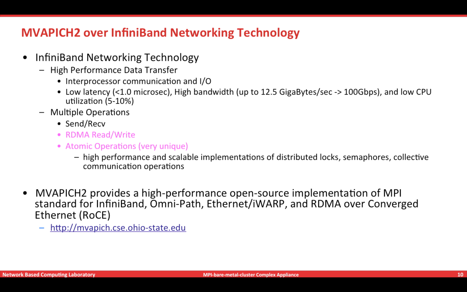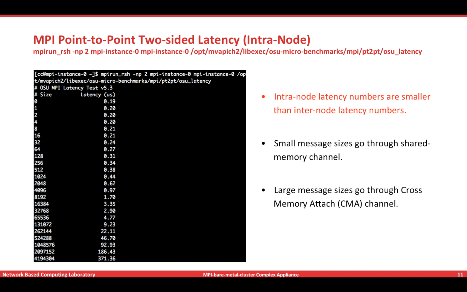The MVAPICH2 MPI library developed by the OSU group provides a high-performance open-source implementation of the MPI standard for InfiniBand networks. MVAPICH2 also supports other networks like Omni-Path, iWARP, and RoCE. So this is the link for the MVAPICH2 project. If you want more information, please go there and take a look.